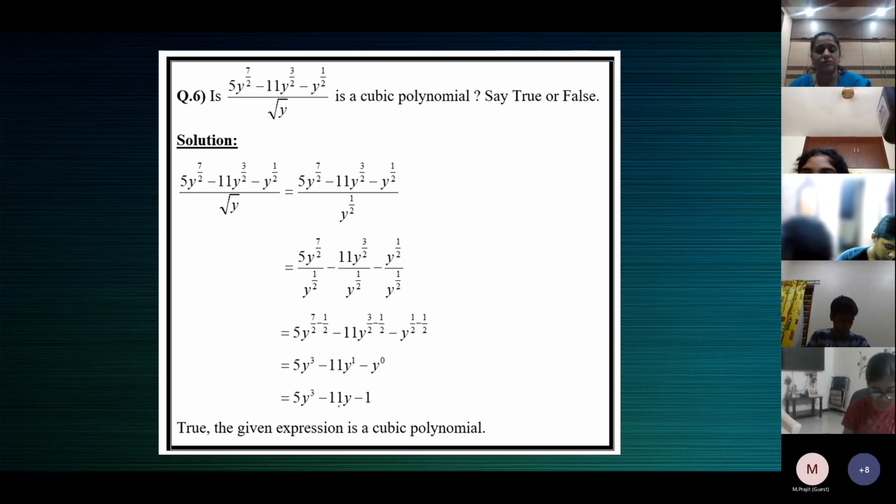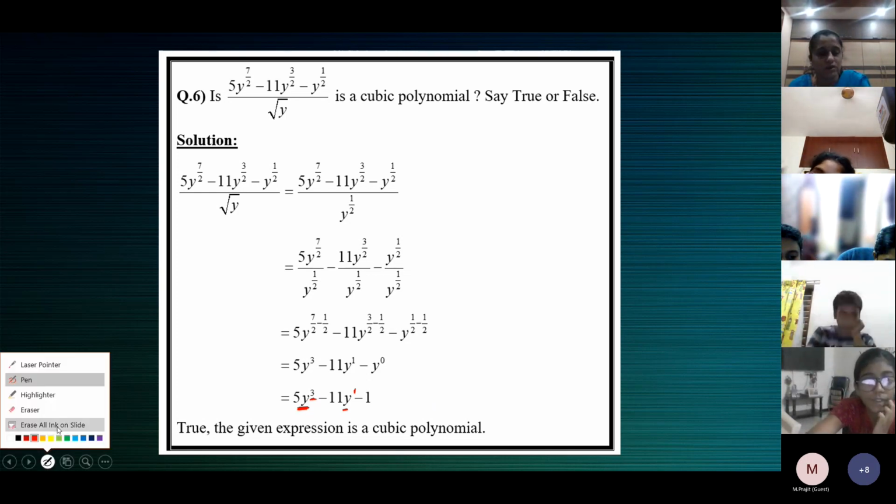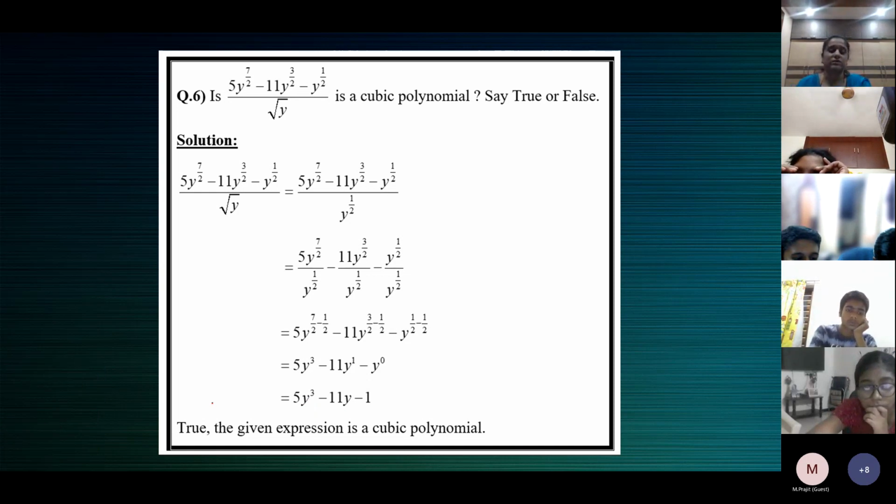So it's 5y cubed minus 11y minus 1. Y to the power 0 is 1. So the given expression is a cubic polynomial, because you can see the variable y to the power 3, variable y to the power 1, highest power is 3. So it's a cubic polynomial. Based on the number of terms, it's a trinomial. Degree is 3, so it's a cubic polynomial.